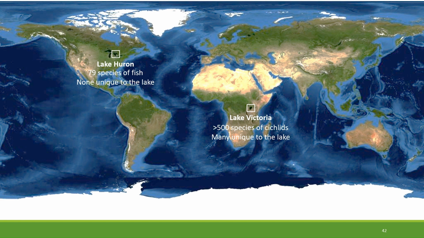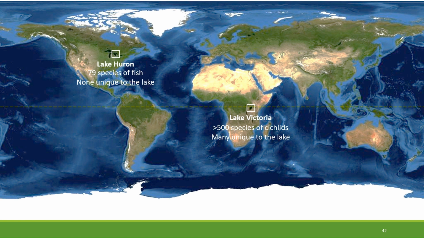They're found in many other lakes in North America. So we have two relatively similarly sized lakes, but very different levels of biodiversity. So what accounts for the difference? One major difference is the geography relative to the equator.